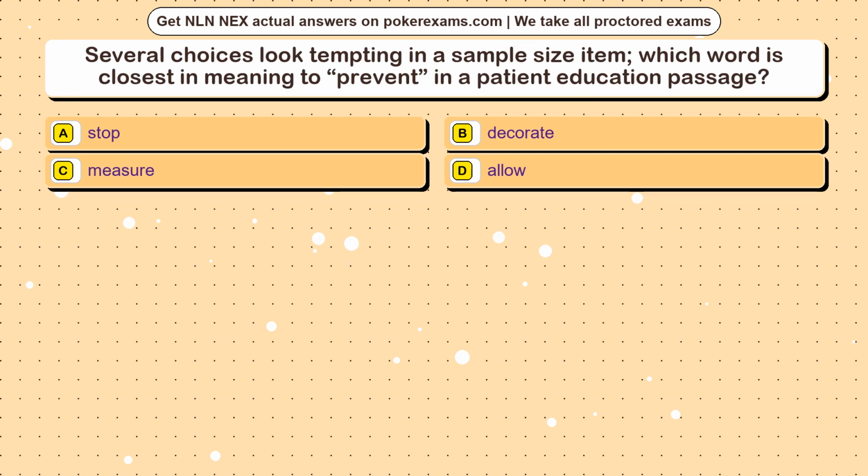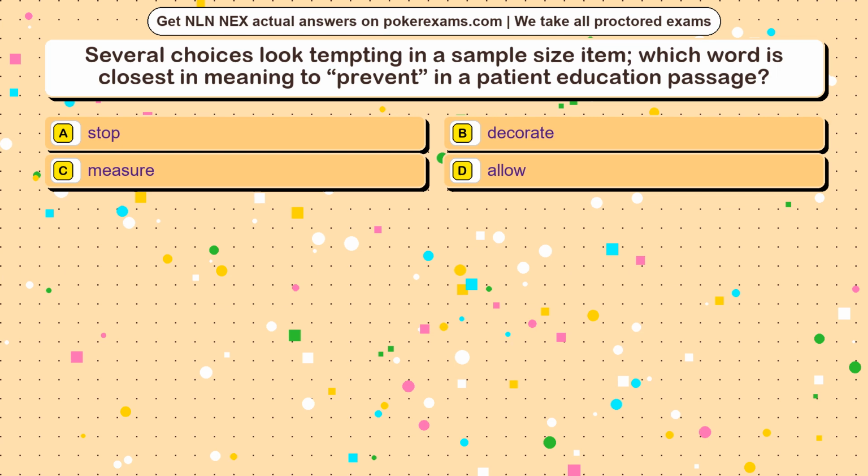Question 12. Several choices look tempting in a sample size item. Which word is closest in meaning to prevent in a patient education passage? Option A, stop. Option B, decorate. Option C, a measure. Option D, allow.